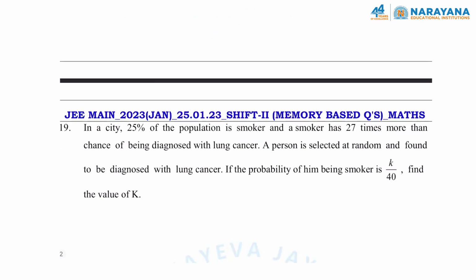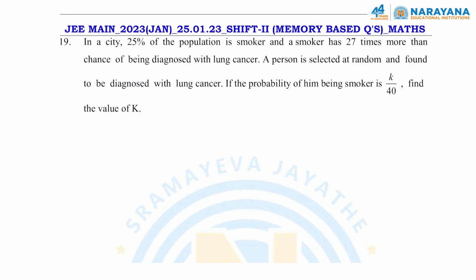Next question. In a city, 25% of the population are smokers, and a smoker has 27 times more chance of being diagnosed with lung cancer. A person is selected at random and found to be diagnosed with lung cancer. If the probability of him being a smoker is K by 40, then find the value of K.